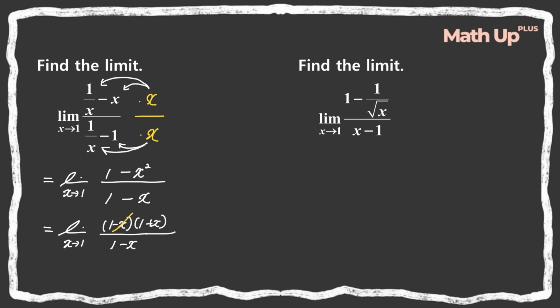Since 1 minus x cancels out, and if we substitute 1 for x, then that's going to be equal to 1 plus 1, which is equal to 2, right? So the answer is 2.